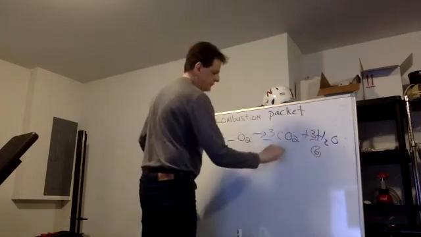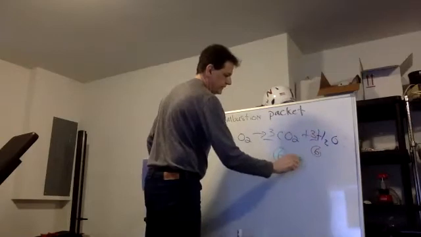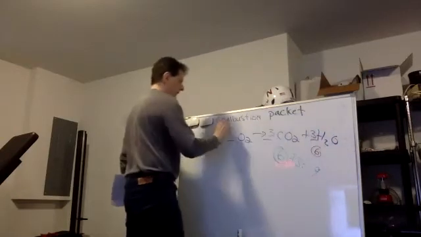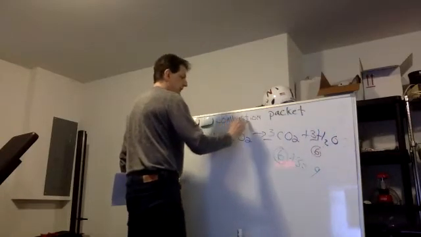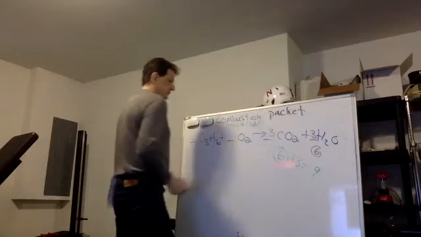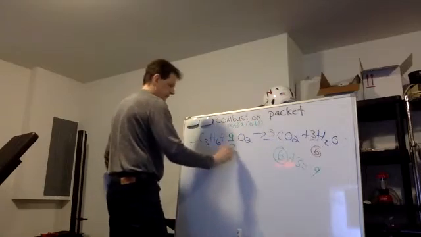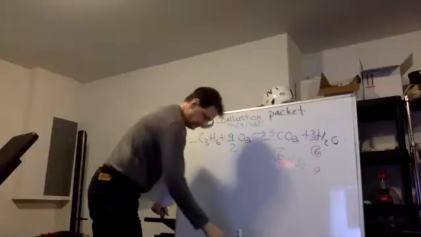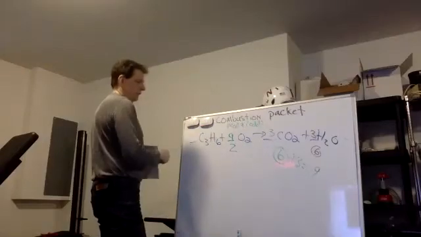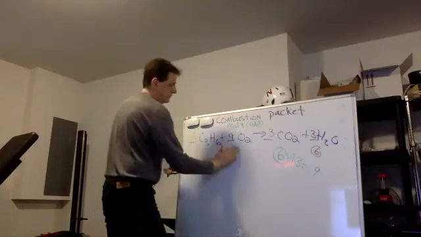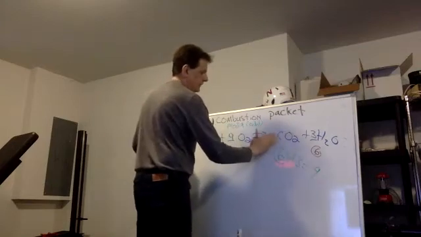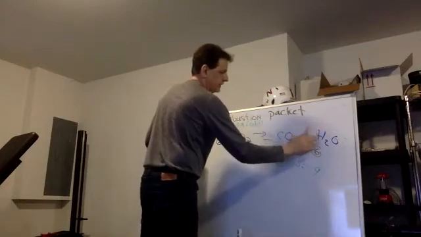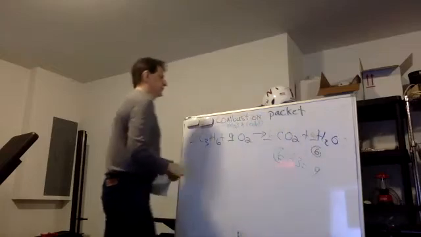3 times 2 is 6. 3 times 1 is 3. 6 and 3 is 9. Your need here is 9. It is odd. So you're going to take that 9, place it over the 2. And then you're going to go through and double down on everything. 2 cancels. 3 becomes 6. And 3 becomes a 6.